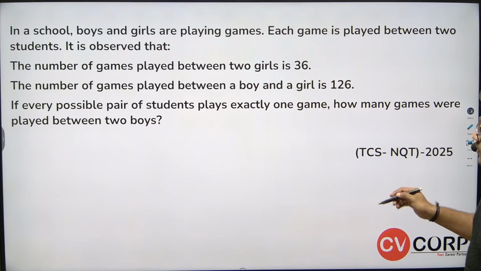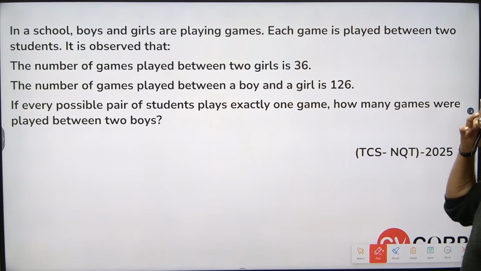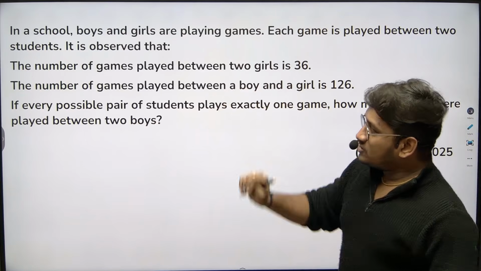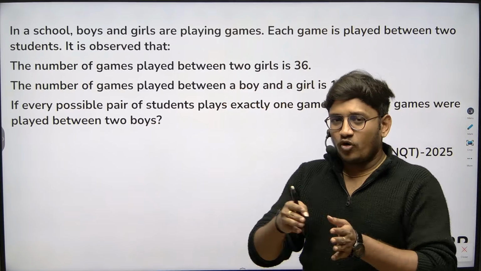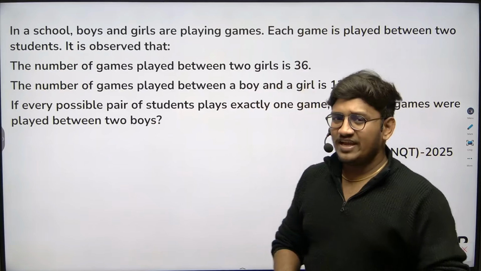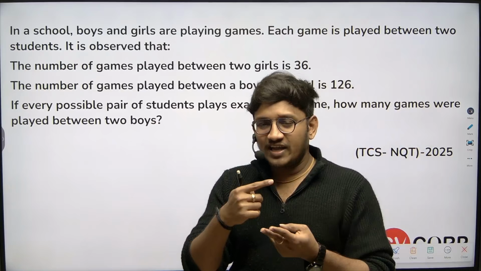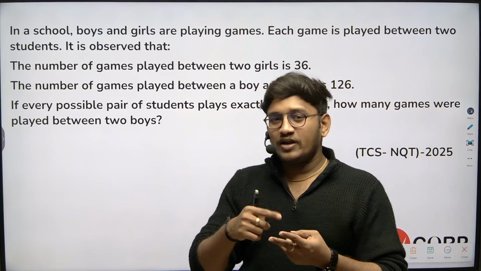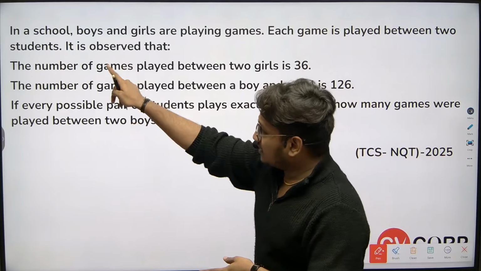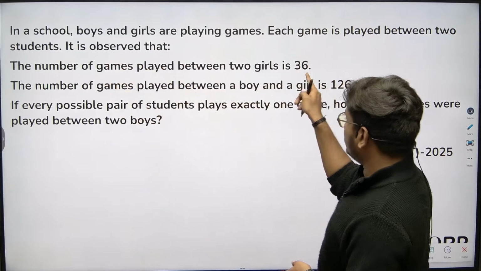In a school, boys and girls are playing games. Each game is played between two students. Either it can be between two girls, or between a boy and a girl, or between two boys, right? So anything is possible. It is also observed that the number of games played between two girls is 36.